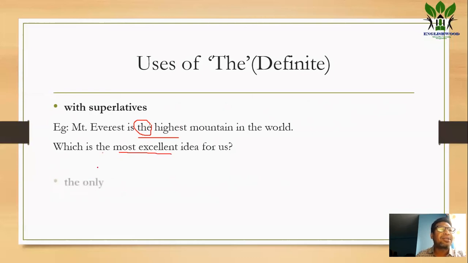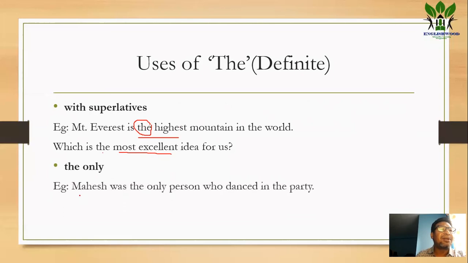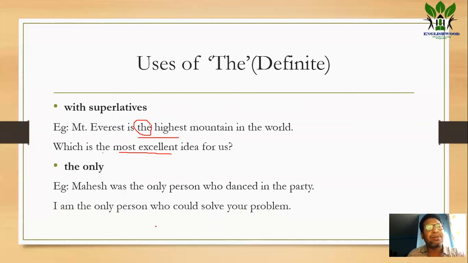Then we use "the" with "only". For example, Moes was the only person who danced in the party. The only person. We say "the only". So "only" is already a one. So these are the ideas. I'm the only person who could solve the problem. The only. So before "only", use "the".